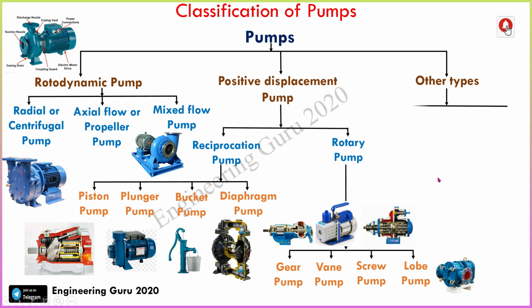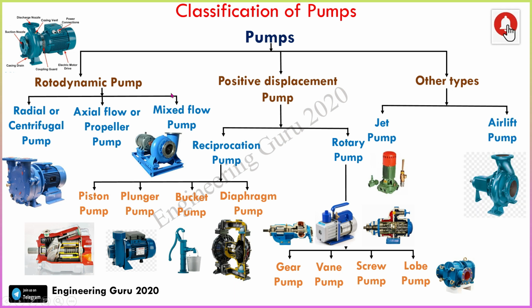And final one, that is other type. Other type is divided into two types. The pumps which do not belong to the category of positive displacement or rotodynamic are classified as other type of pump, such as jet pump and airlift pump. So here this is the image of jet pump. This is the image of airlift pump. So this is the classification of pumps.